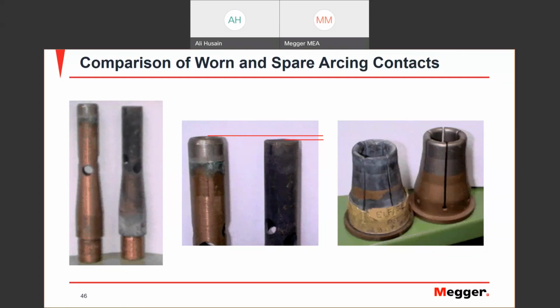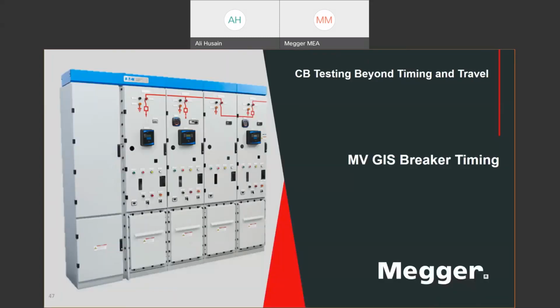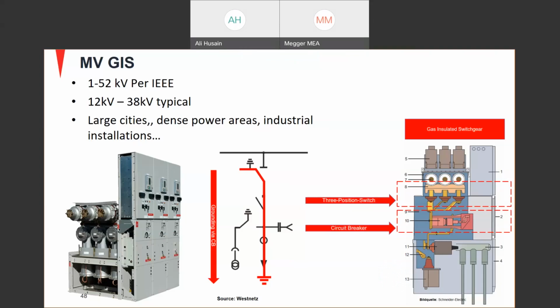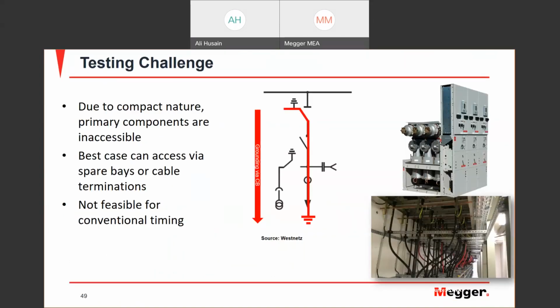Then, last but not least, we have the topic of medium voltage GIS breaker timing. How can I test these breakers? Usually these are available in distribution systems in very dense areas where you have very limited space, they can become really compact and useful in those cases. But due to their compactness, it becomes really difficult to do conventional timing or even the dual ground timing if we want to do that.